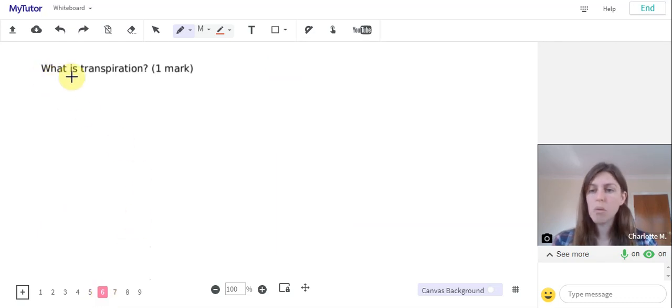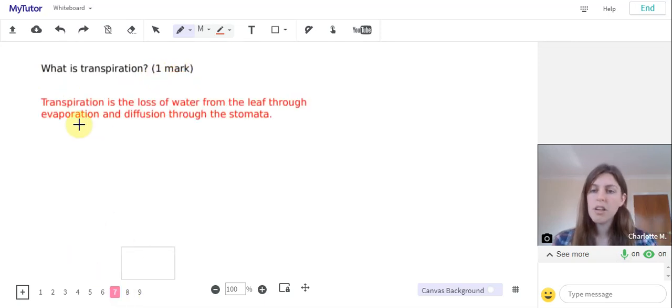Okay, what is transpiration? 1 mark, this is a simple definition question. Transpiration is the loss of water from the leaf through evaporation and diffusion through the stomata.